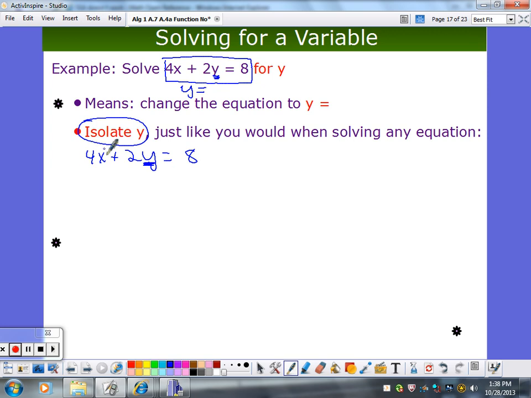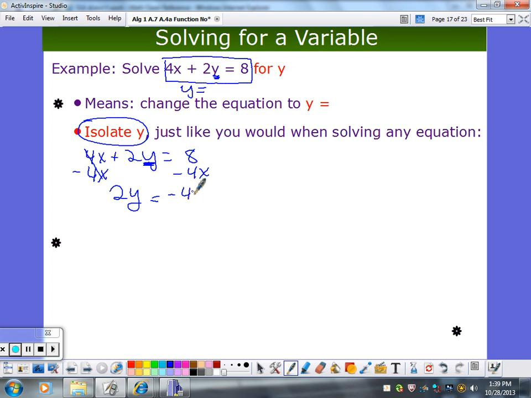How do I get this whole term to be on the other side of the equal? Subtract it, yes. And then subtract. What's 4x minus 4x? Zero, right? Do it to one side, do it to the other. So now he's gone. I'm getting a little bit closer to getting y by itself.